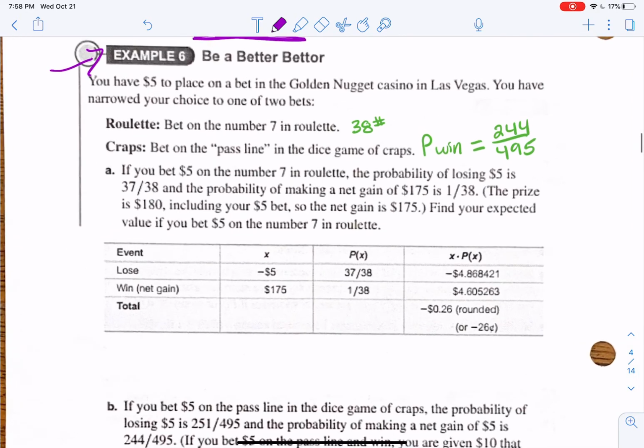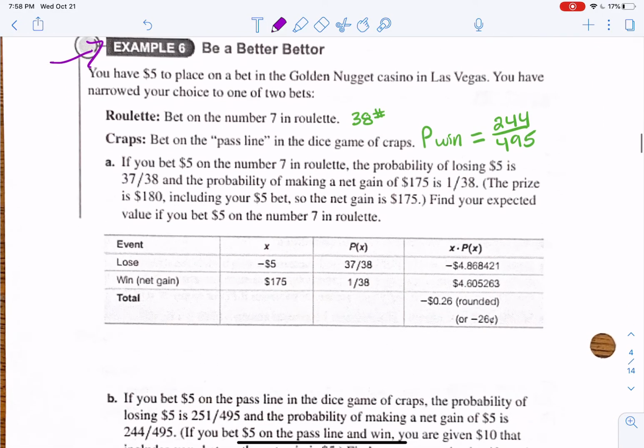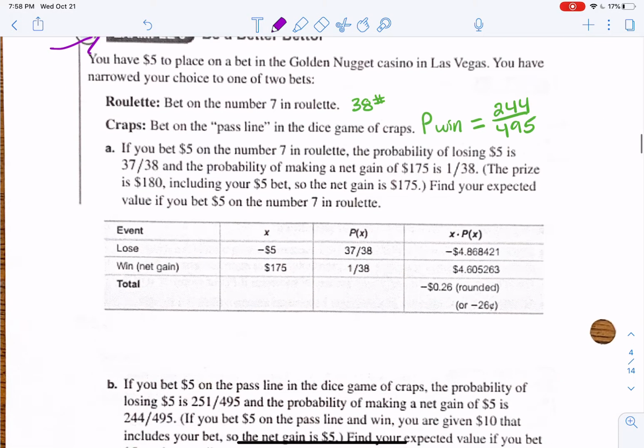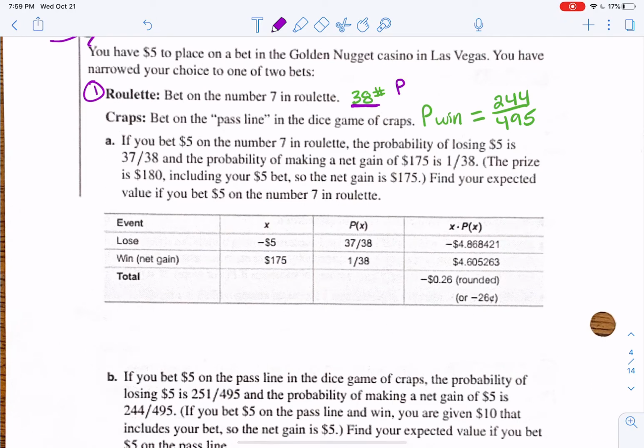We have two choices here. We have $5 to place a bet on in the Golden Nugget Casino in Las Vegas. You have narrowed your choices down to one of two bets. You could first play the roulette, and in roulette, I had to look this up, there are 38 numbers, and you spin it, and you want to bet on the number 7. Your probability of winning is 1 out of 38, right? If there's 38 slots, then there's only one 7 on the wheel. You have a 1 out of 38 chance of winning.